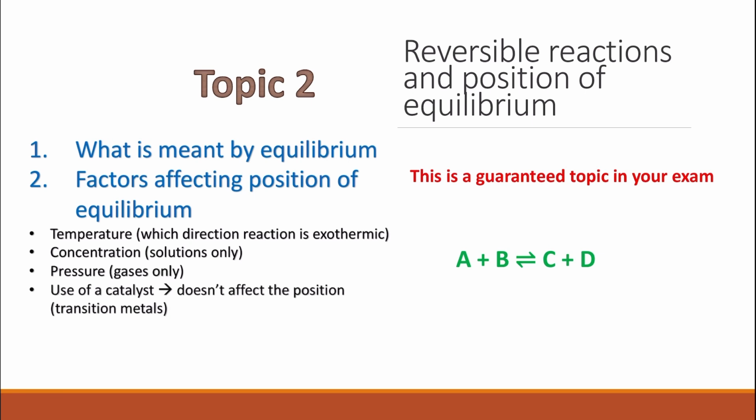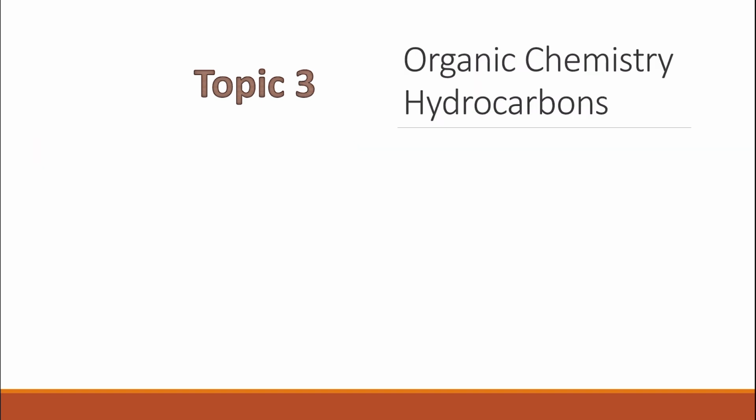And finally, the use of the catalyst. Remember that the use of the catalyst will not affect the position of the equilibrium. It will only allow the equilibrium to be reached faster, because it will increase the rate of the forward and reverse reaction at the same rate. And remember that catalysts are usually transition metals, because it's very common to give you a list of elements and ask you which one can be used as a catalyst. Remember that you need to choose the transition metal.